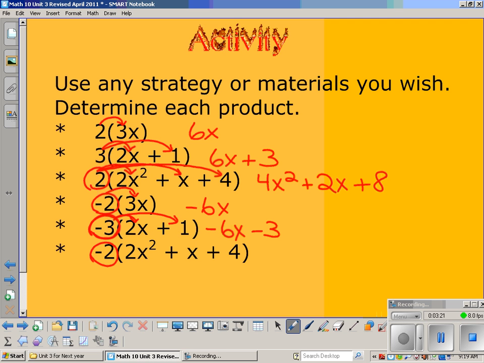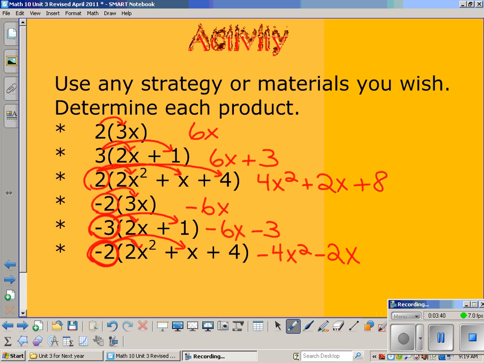Take the constant negative 2, multiply it to 2x squared, negative 4x squared. Negative 2 times x will be negative 2x. We will have negative 8x. All right, so you are taking the constant and you are multiplying it to every term in the binomial.